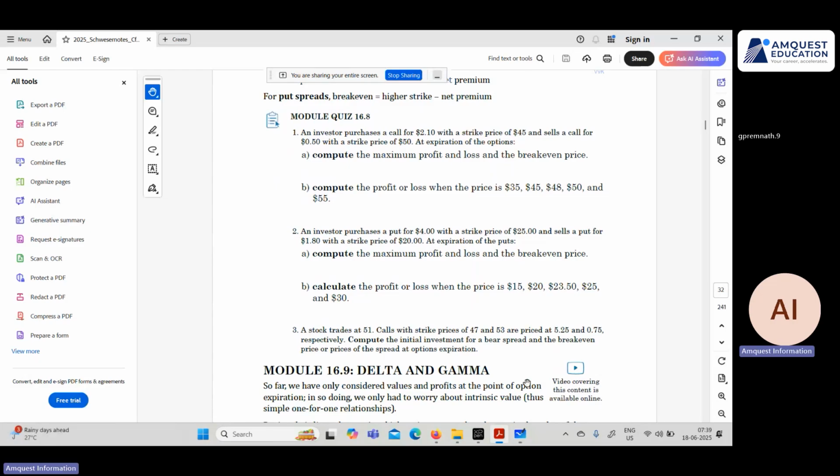Compute the maximum. So it's 2.2, the net premium paid? 2.2, right? Yeah, not 2.3, 2.2. Okay, agreed. Yeah.